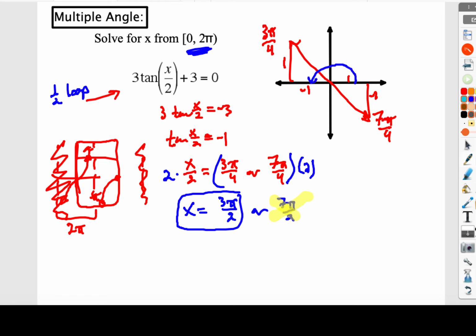I hope that helps you with those looping problems. If you ever have a problem where there's tangent of or sine or cosine of x either divided by a number or multiplied by a number, again, that's a multiple angle problem, and we can definitely solve them, but take advantage of the looping idea and see if that helps you out.